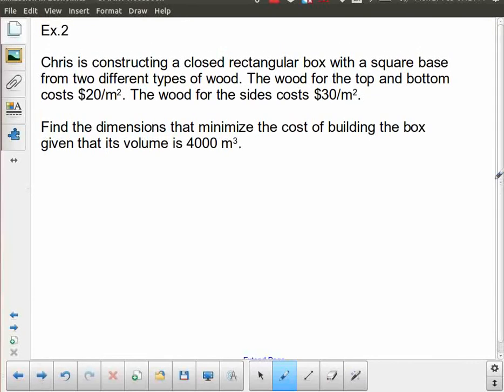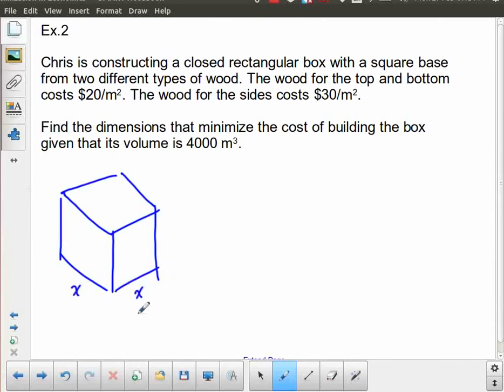Exercise number 2, we're constructing a closed rectangular box with a square base. But the thing is, the interesting thing about this, or the complication here, is we're using 2 different types of wood. So I will go ahead and draw my approximation of a box. And it's got a square base, so I'm going to set those 2 dimensions to be x, and then I'll give it a height of y.